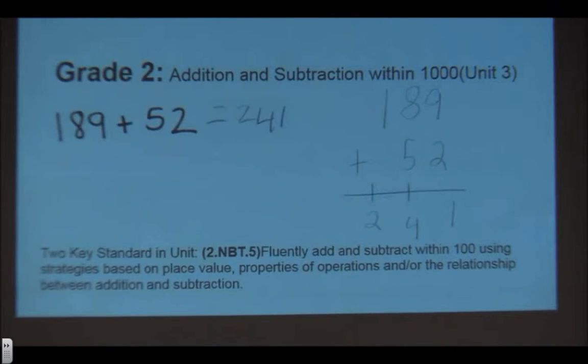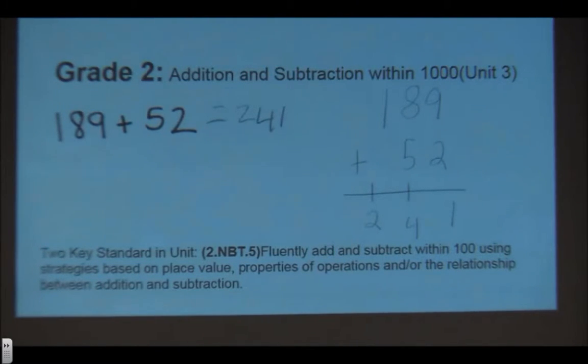This is a concrete way for students to see that bundling work. And Sarah will explain how we can move towards the abstract method that we know as the traditional algorithm to solve the same problem. So I did 9 plus 2 is 11.